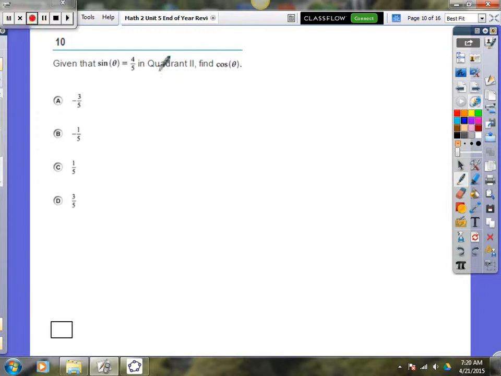Here is what we're going to do. We're going to start doing trig in the coordinate plane. So in your coordinate plane, let me just give you a quick example.